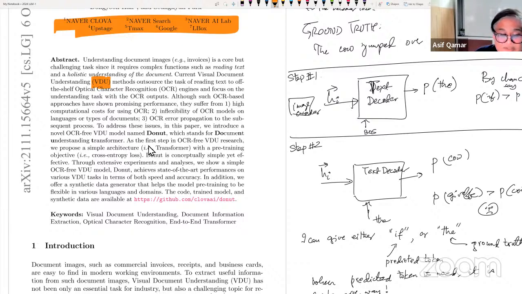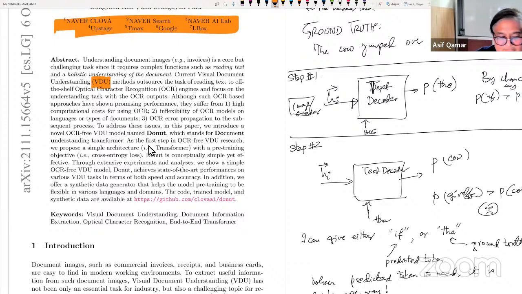Inflexibility of OCR models on languages or types of documents. We talked about that. And as some of you know, if you give it an image that is skewed, slanted, weird, the OCR performance begins to degrade. Just crumple it a little and it won't do so well.